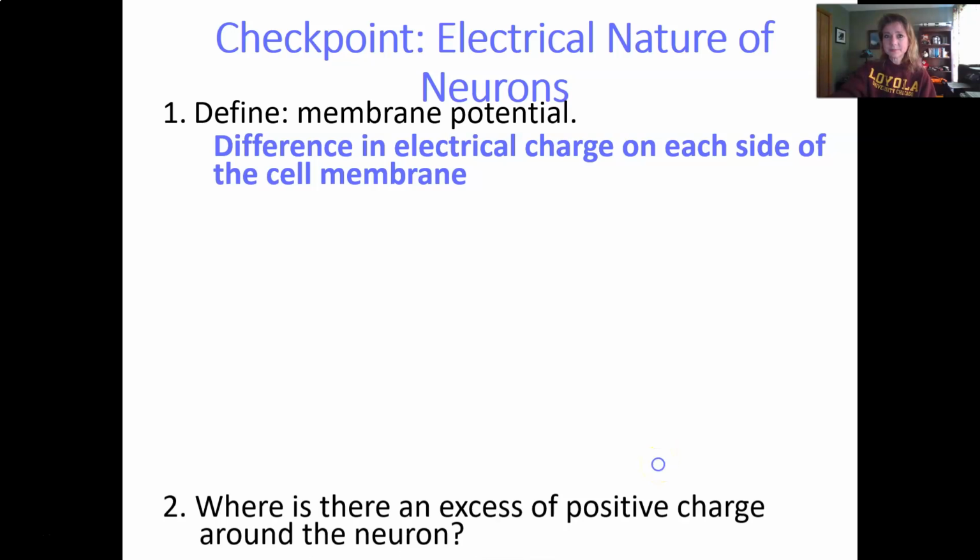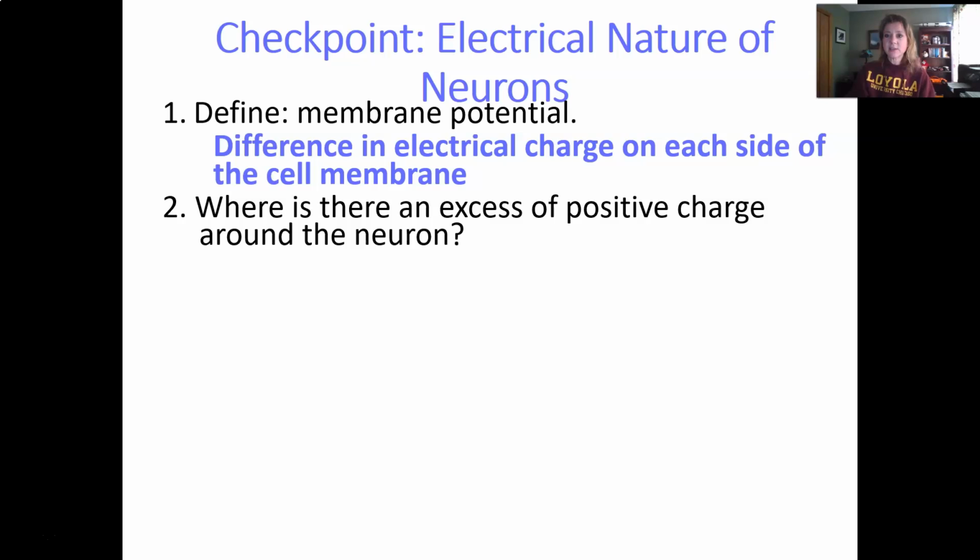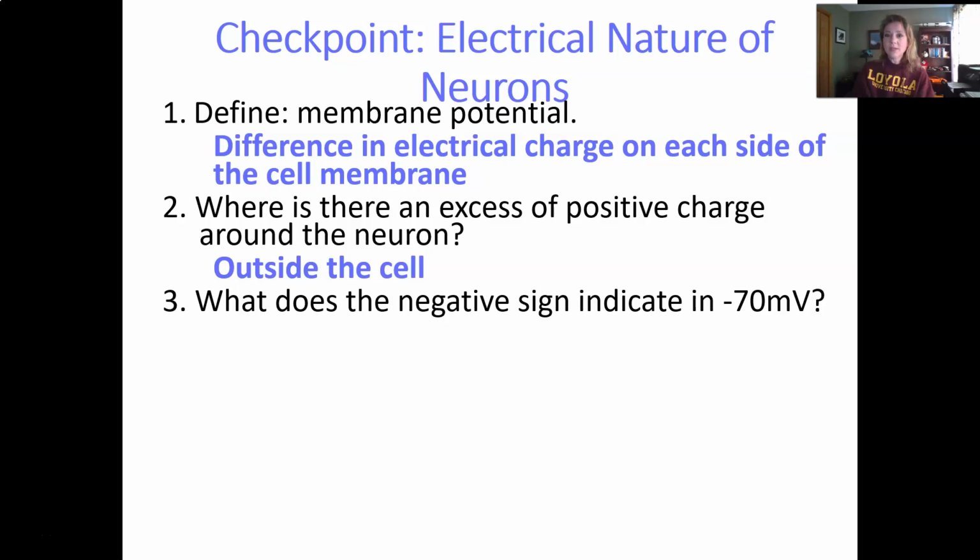Number 2, where is there an excess of positive charge around the neuron? If you said that there's more positive charge outside of the cell membrane in the extracellular fluid, then you are correct. Number 3, what does the negative sign indicate in negative 70 millivolts? If you said that that shows us the charge of the intracellular fluid or the charge inside of the cell, then you were correct.